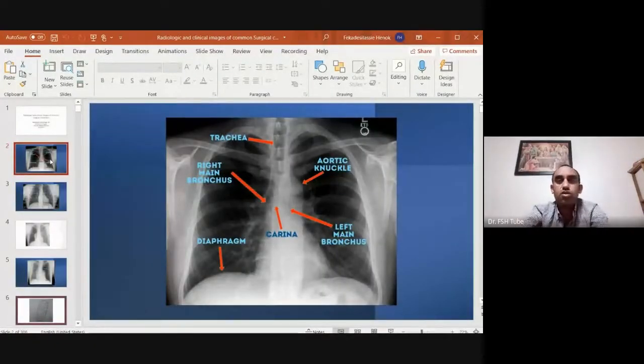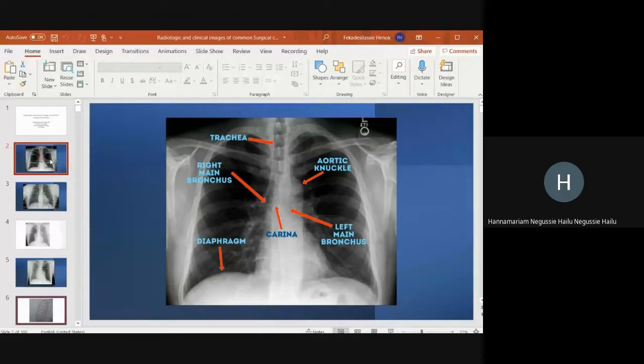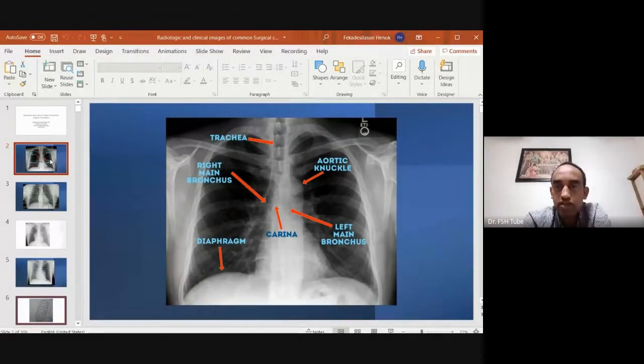Yes, okay, let's go. So what do you think is going on? This is a normal chest x-ray. To save some time, I'm going to discuss this. These are important landmarks.